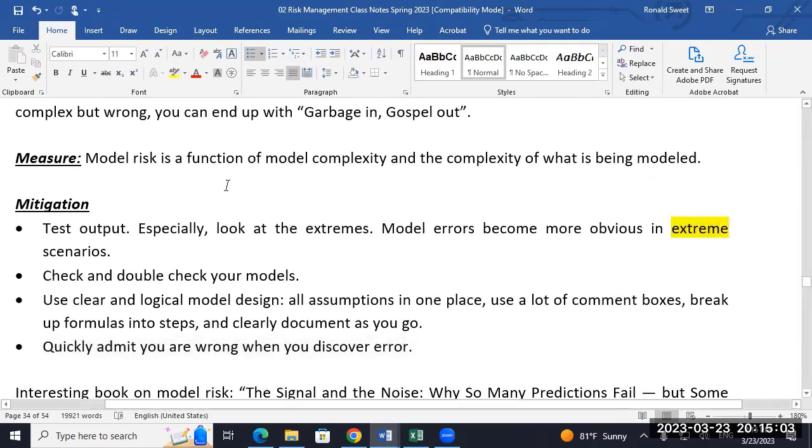Run a really, really extreme scenario through your model and see if the output makes sense on the other side. You say, hey, let's have the stock market fall 80%. And you run the model, and it says it doesn't really have much of an impact. It's like, what do you mean? That should have a pretty big impact on your firm. So there's something wrong.